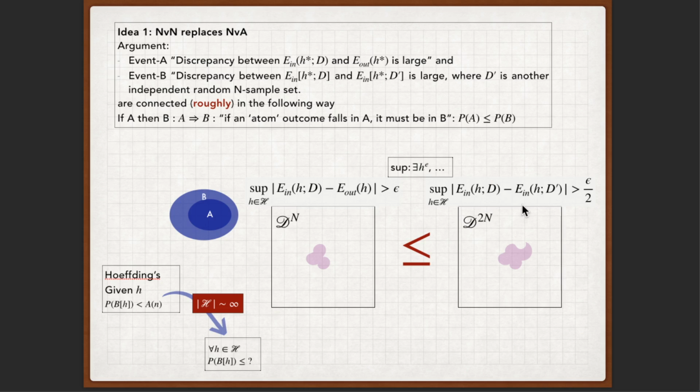Because if A derives B, then all the random outcomes that make A happen must make B happen. Then the range, the area of B must include A, and therefore the probability of B must exceed or at least equal that of A. We use this kind of derivation. This is roughly the logic, but the actual derivation is a bit more complicated.